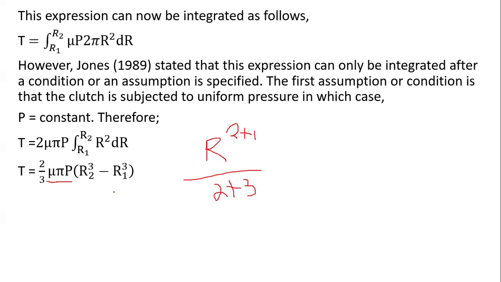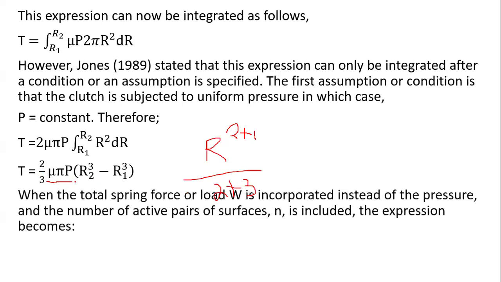Then the power also, we also have the 3. Then we substitute for R2 and also for R1. So R2 cubed minus R1 cubed. The rest of this remains like that. This is our torque capacity. And you may decide to leave it at that. If you've been given the pressure, life is that simple.